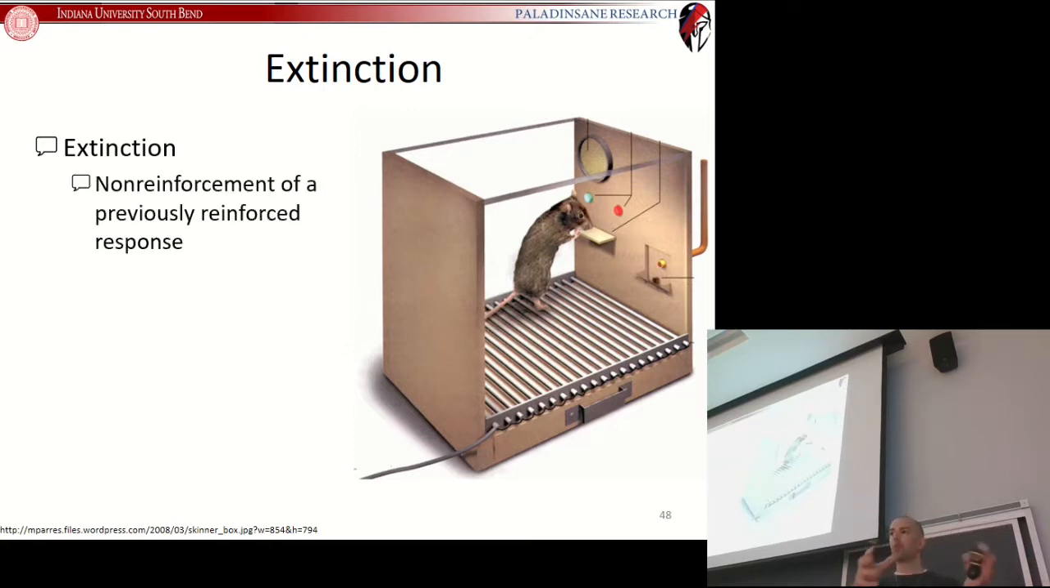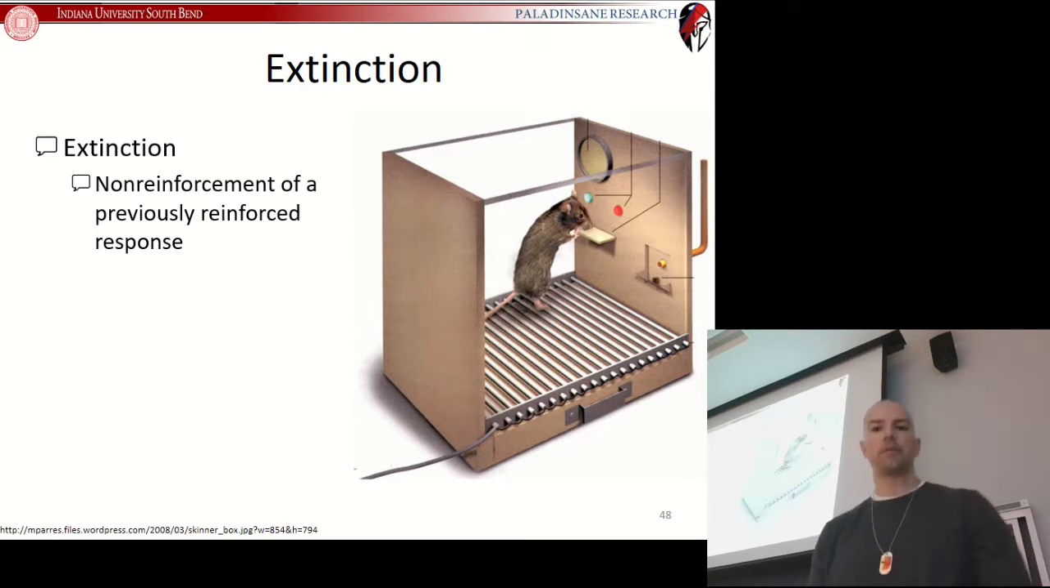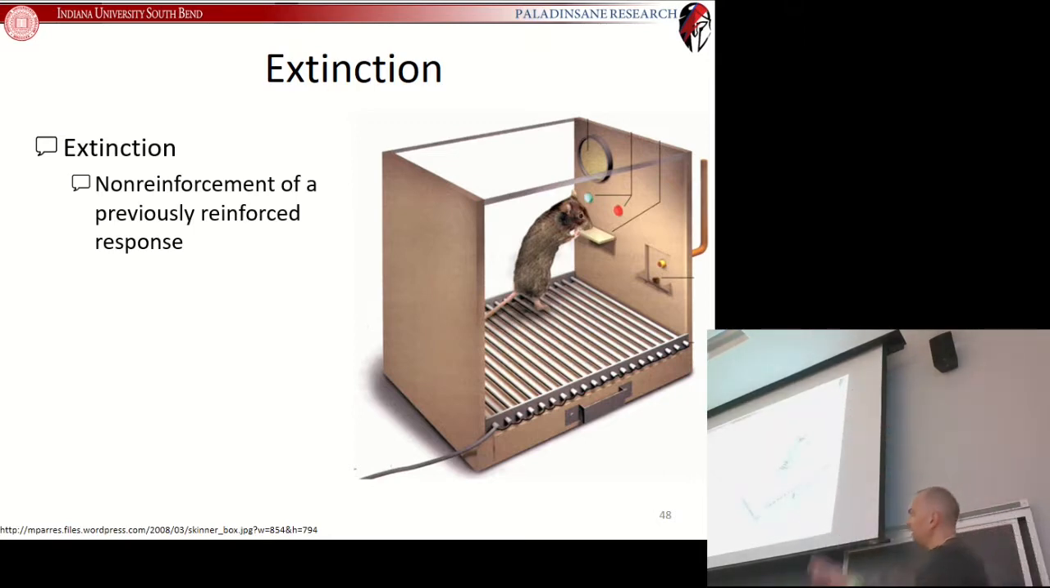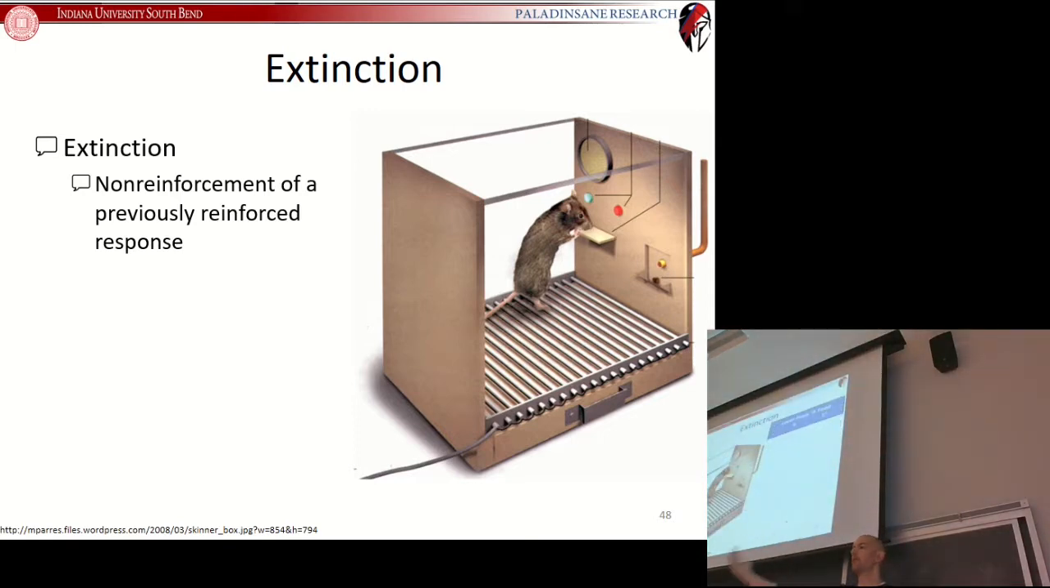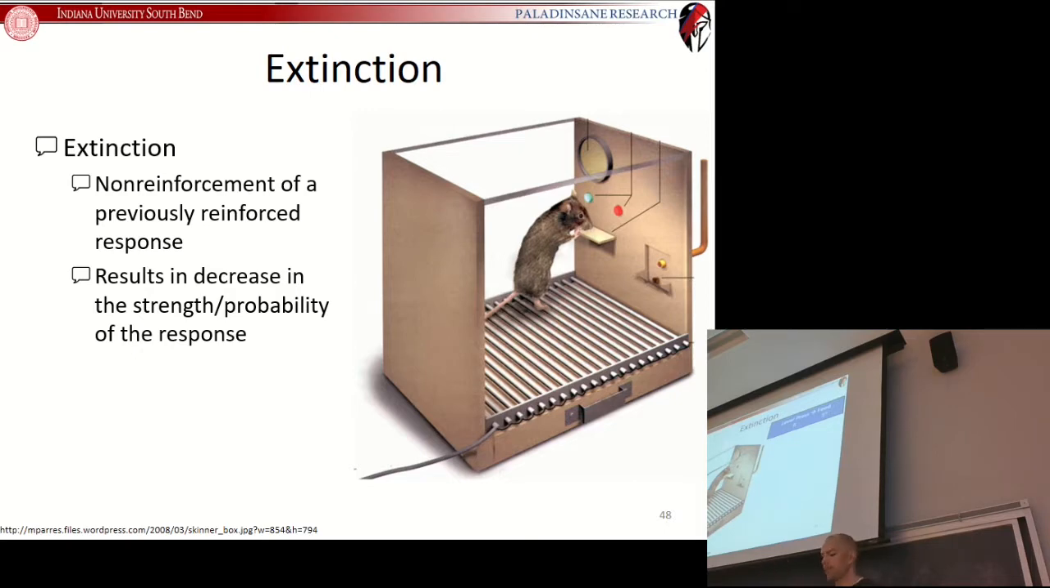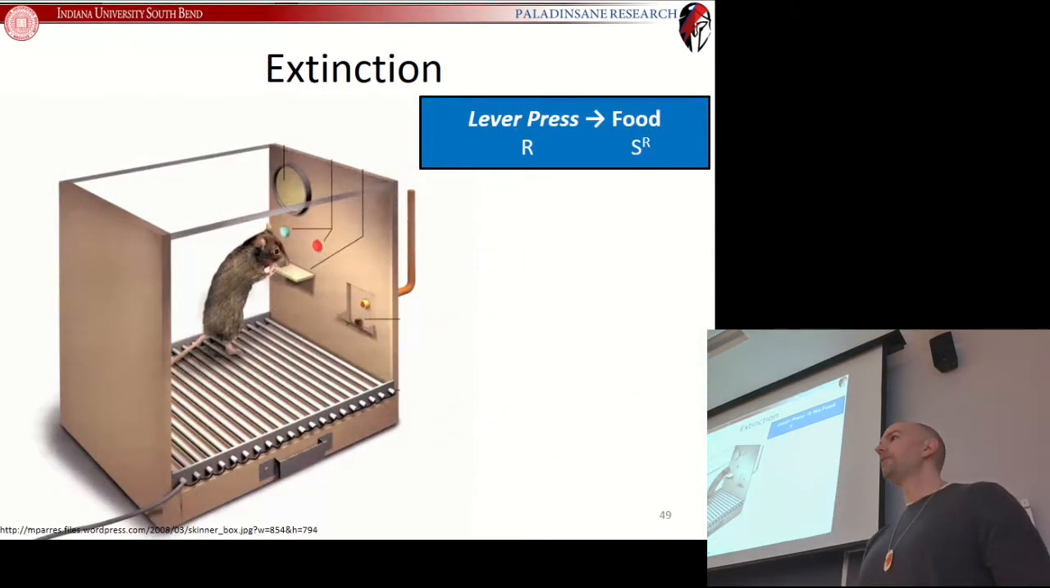Extinction is when you have a previously reinforced response and then it becomes non-reinforced. So it has to have been previously reinforced. The organism was previously rewarded or reinforced for doing this behavior. And then in the extinction procedure, you take that reinforcement away, right? You just remove it. They no longer get reinforced for that response. And what happens is that this results in a decrease in either the strength and/or the probability of the response. So if Sniffy was being reinforced for bar pressing, you press the bar, get food, you've got a behavior that was being reinforced.